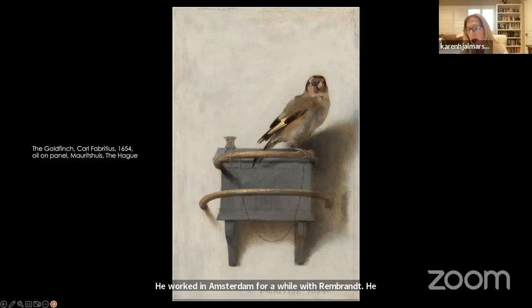Why do we say that? Probably because his work was so unique. He used the sort of soft gestural brushstrokes of Rembrandt, and he created his own kind of way, his own kind of manner of painting. He loved muted colors, soft light, and again, this very gestural style.